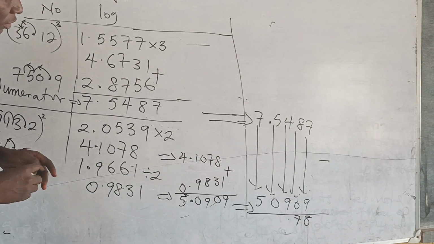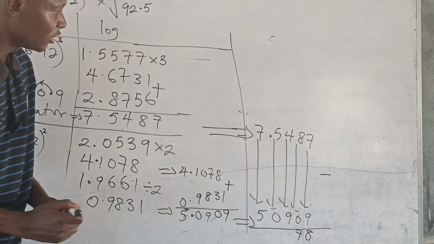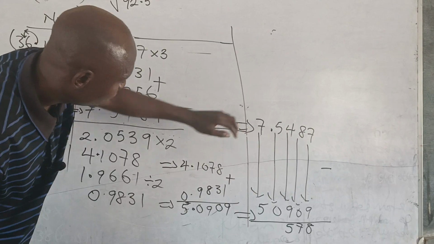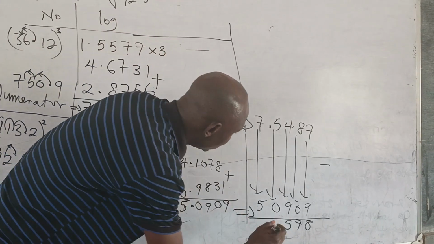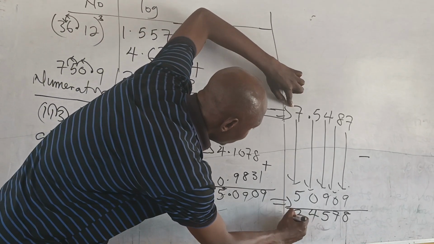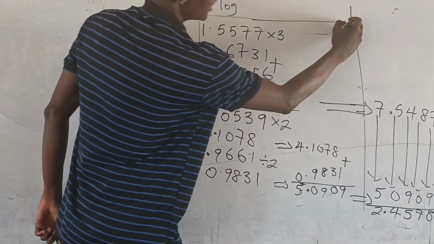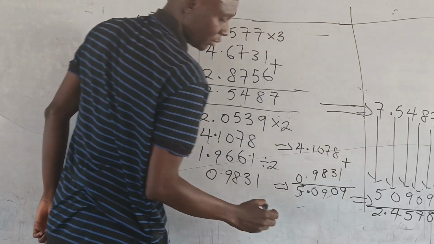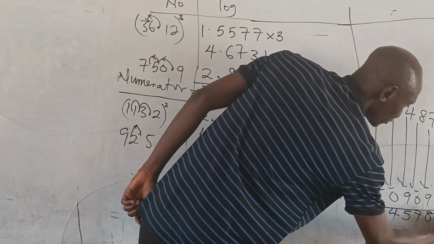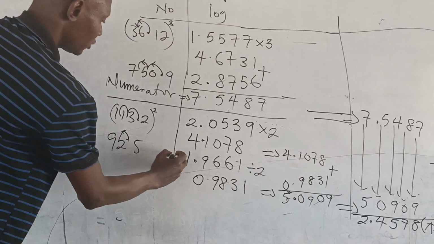Then this place will be 4. So we come and borrow 1 to this place, making 14. 14 minus 9 is equal to 5. Then this place is 4 minus 0 will give us 4. Then this place is 7 minus 5 will give us 2. So from this side, we now go and check our antilog table.